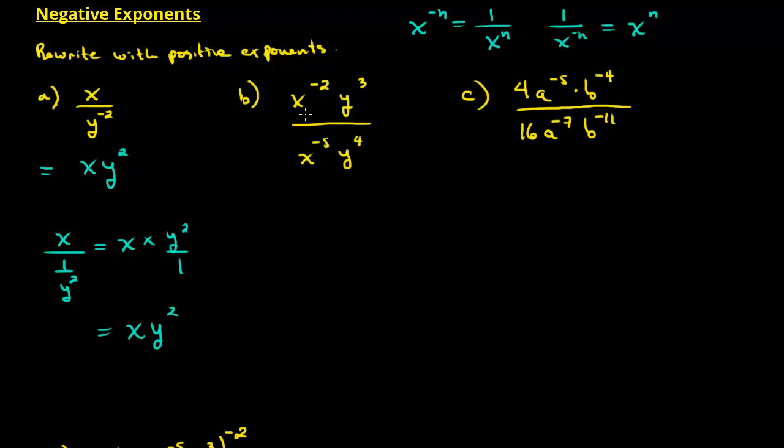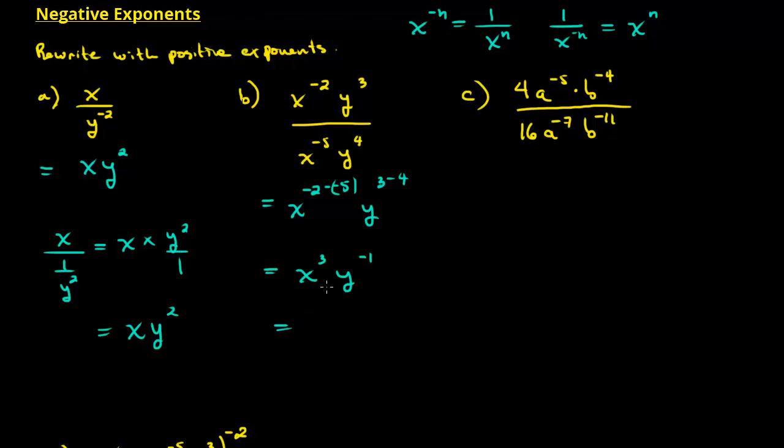In the next example, I can simplify first using the exponent laws. Here I have x to the power of negative 2 divided by x to the power of negative 5. And when you're dividing powers of the same base, you subtract their exponents. So I've got x to the power of negative 2 minus 5, and then I have y to the power of 3 minus 4. Negative 2 minus 5 is just positive 3, so I have x to the power of 3. And y to the power of 3 minus 4 is y to the power of negative 1.